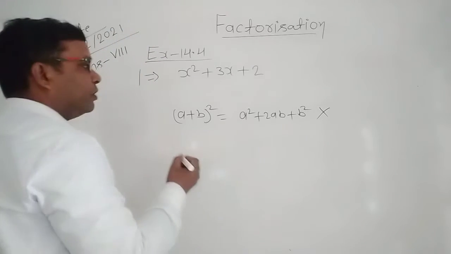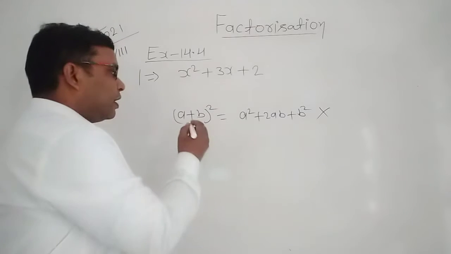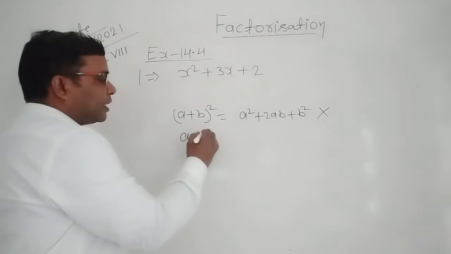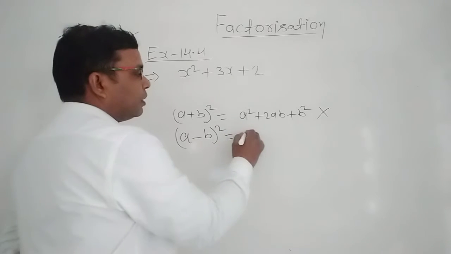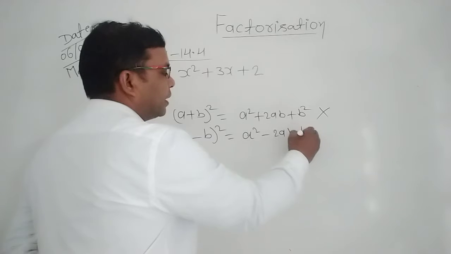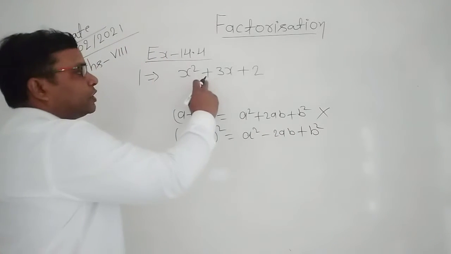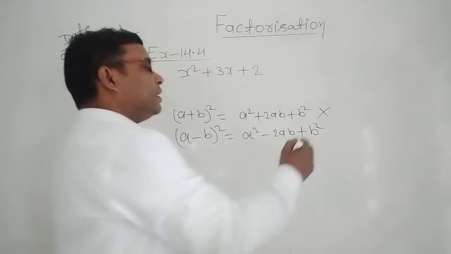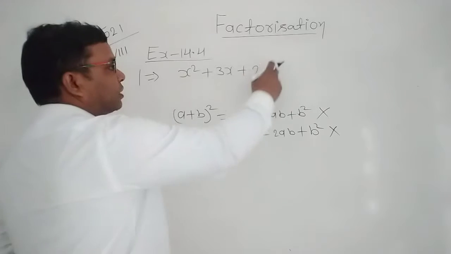Okay, in this trinomial to find factorization, this is clear. Now what is the second identity? The second identity is the whole square of a minus b, which is equal to a square minus 2ab plus b square. So here this is minus, but here this is plus. So this identity we also do not apply, and here b square is not available.